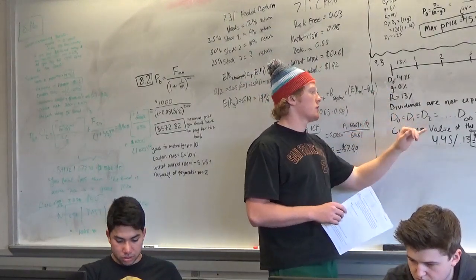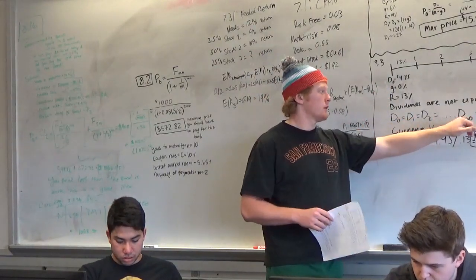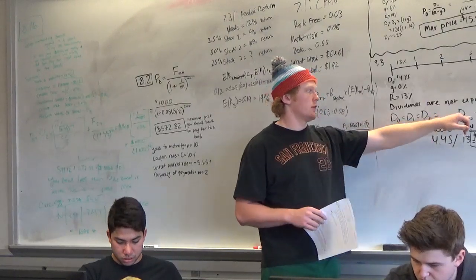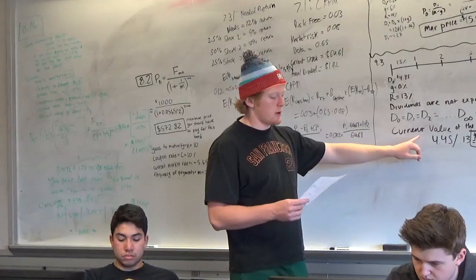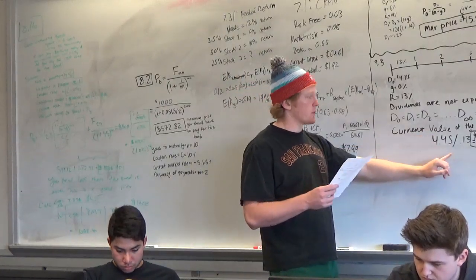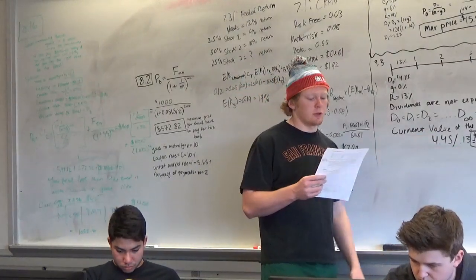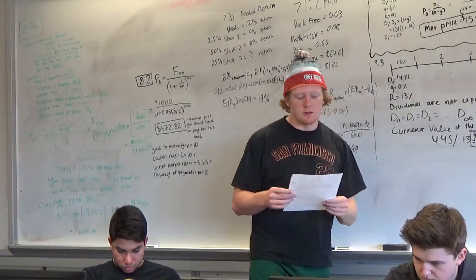So since the dividends are not expected to grow, you can go D to the 1, 2, all the way to infinity, which can be 4.45, and it would just be 4.45 divided by the rate of return, which is 13%, for a total of $34.23. That's the current value.